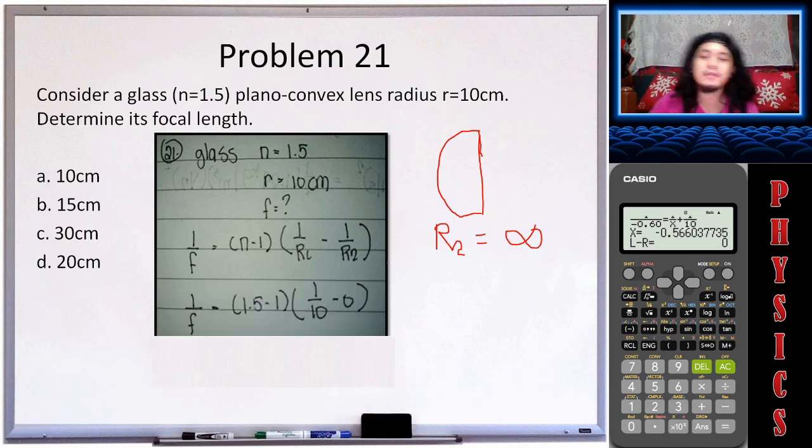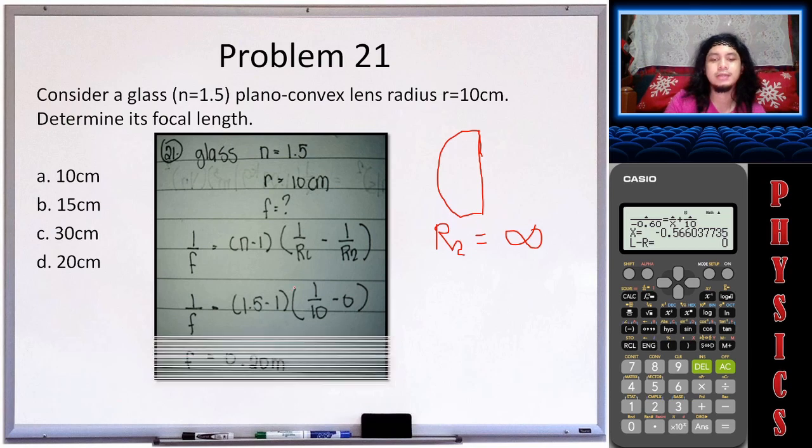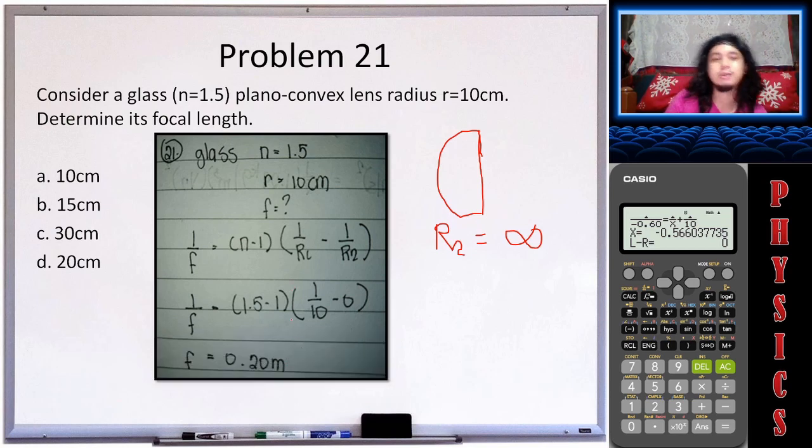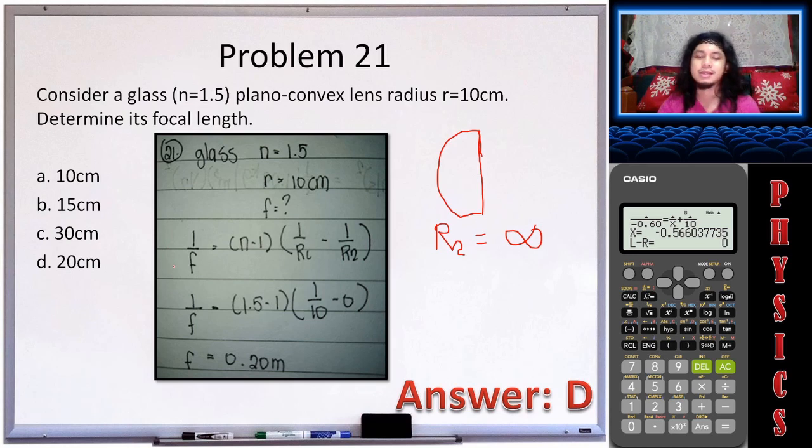And then, pasok. Makukuha lang natin yung ating focal length, which is 0.20 meters or equal to letter D, 20 centimeters. Easy. Ayun. Ayan po. Ayos ba? Ayos ba? Yes, sir. Alright.